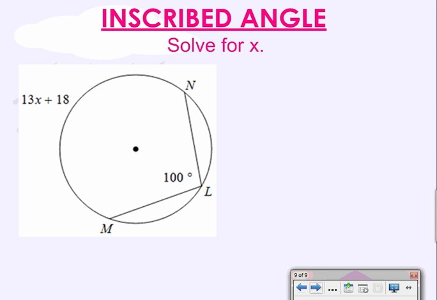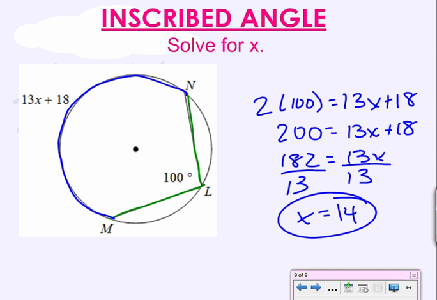For this next example, I would like you to try it on your own. So go ahead and pause the video and give it a shot. Hopefully you noticed on this one that you were given your inscribed angle, so you just had to multiply that value by 2 and set it equal to your intercepted arc. So you should have gotten your x value to equal 14. Please go back and double check that you've done everything right. If you have questions, I will see you in class. Feel free to ask them.